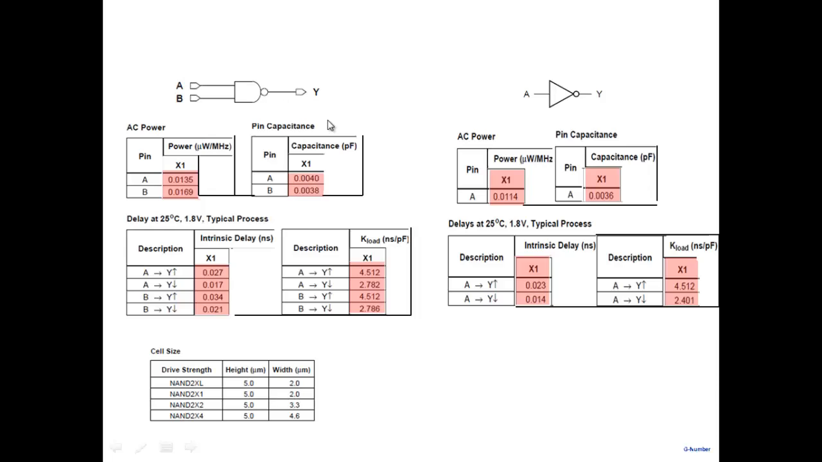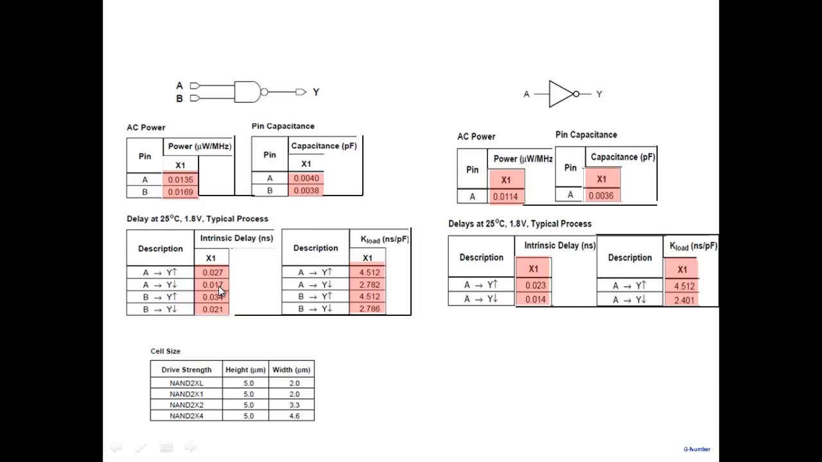So you can see here, if you look at input A and B. A is the upper input and B is the lower input here. If you look at the delay when A is being pulled down, 0.017, and when B is trying to pull down, 0.021. So you clearly see that B is slower than A. B intrinsic delay 0.021 versus 0.017. B is slower than A.